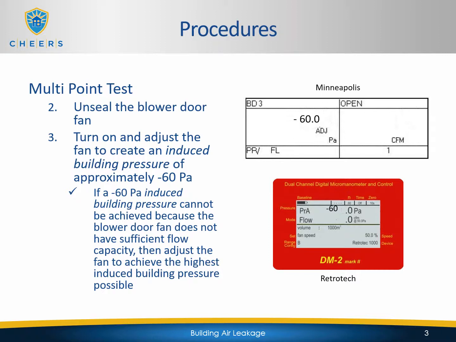If a negative 60 pascal induced building pressure cannot be achieved because the blower door fan does not have sufficient flow capacity, then adjust the fan to achieve the highest induced building pressure possible and record what that is.